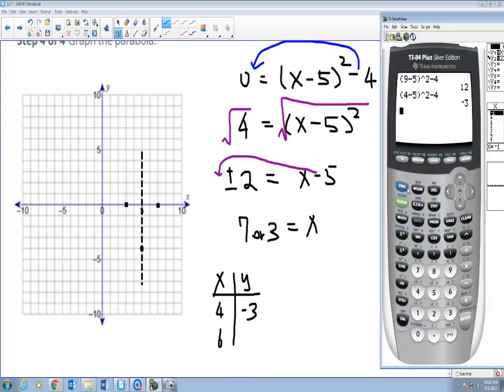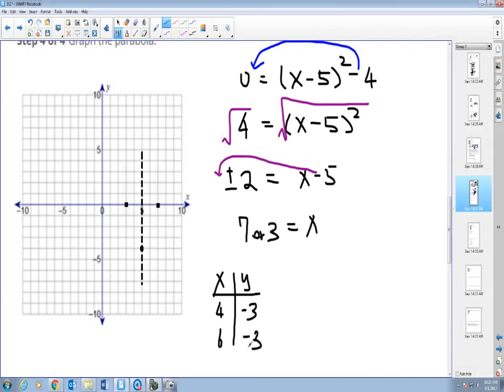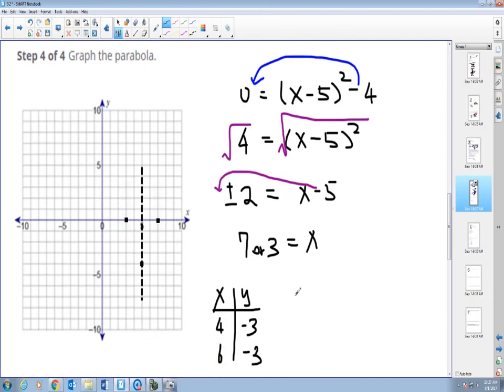And I'm going to use 6. Watch this. Replacing x with the 6 now. Booyah. -3 again. The y values have to be the same, because they are symmetric. The x values are equal distance to the axis of symmetry, so the y value is going to be the same. So your 2 points can be 4, -3 and 6, -3, or any other ones that you come up with by entering the function into the graphing calculator.